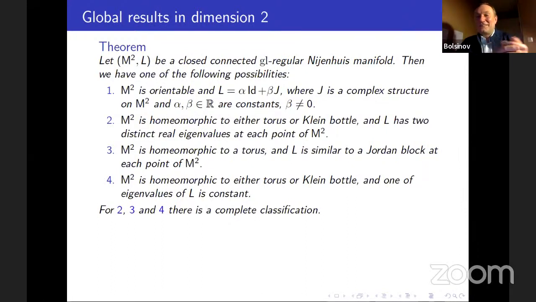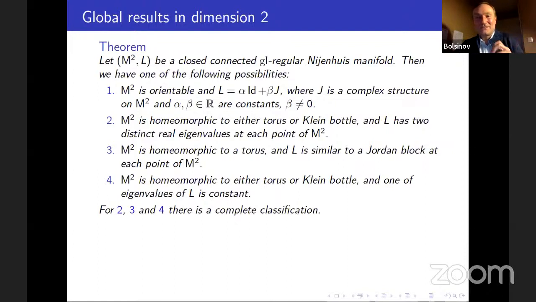You could add the identity operator with certain coefficients. So you can consider a linear combination of identity and complex structure. It's definitely Nijenhuis, and if beta, this coefficient, is not zero, it is GL-regular. Moving forward, for surfaces of genus higher than one and different from the sphere, except for the torus, this is the only possibility. On the torus and the Klein bottle there are some other examples. We have a complete classification now.